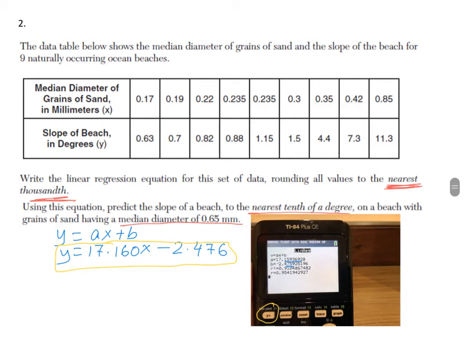So at 0.65 we get y is equal to 8.678 is the slope. So that's our answer. But we need it to the nearest tenth of a degree. So let's fix this. So let's not put this as the answer. Let's fix the answer. So we need it to the nearest tenth, as they are saying. So the nearest tenth would be y is equal to 8.7 degrees. That would be your answer.